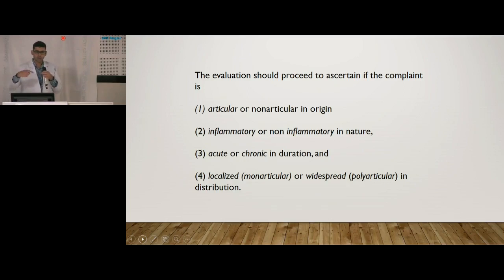So you have to communicate and examine the patient accordingly so that you are able to decipher the cause of joint pain. Whether it is articular or non-articular, is it inflammatory or non-inflammatory in nature, is very important because all the treatment depends only on these 2 points. Is it acute or chronic in duration? About duration, I will explain in my further slides. Whether it is local, that is a monoarticular involvement, or a polyarticular involvement.